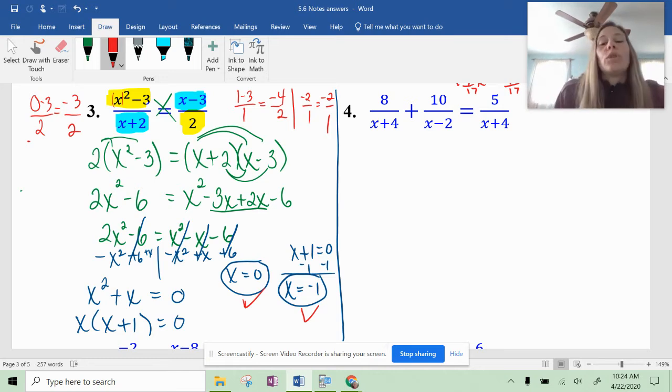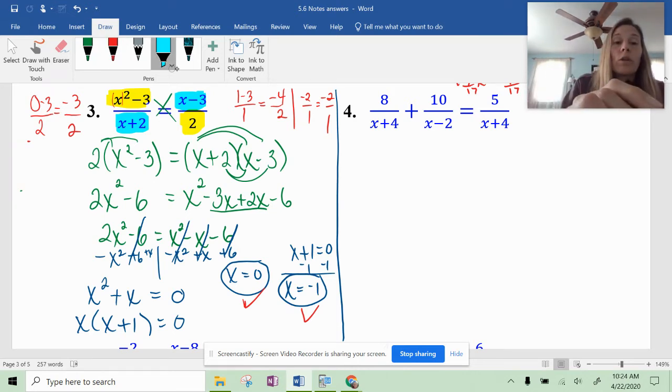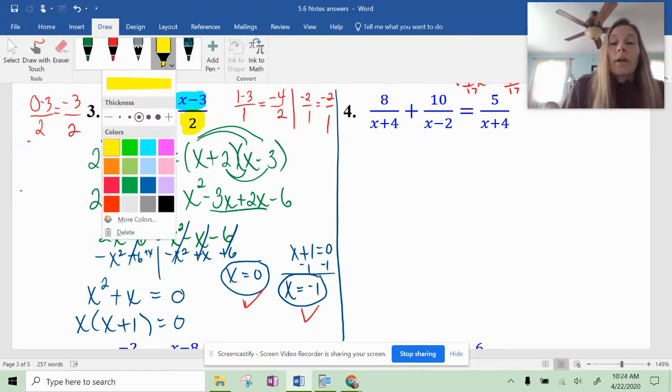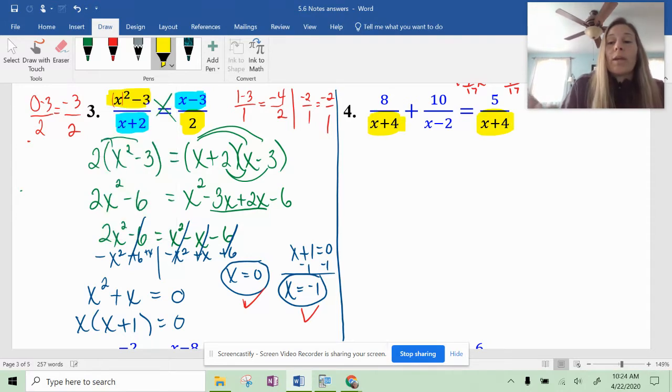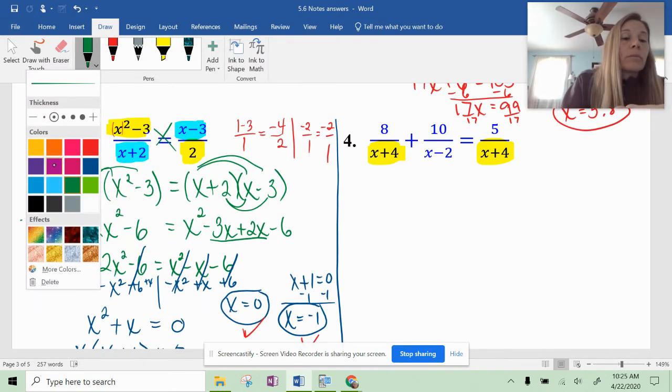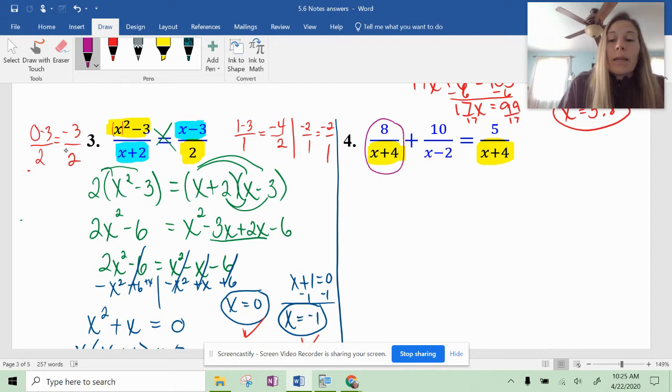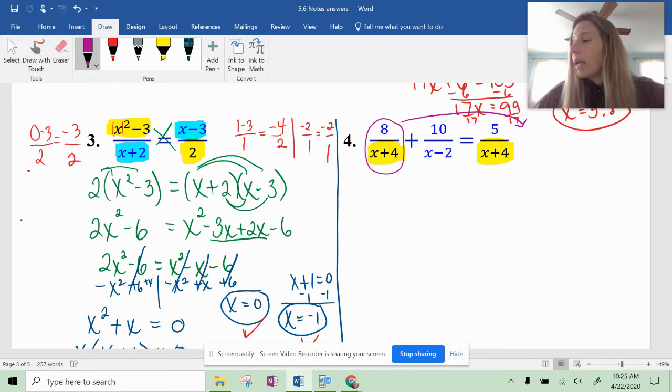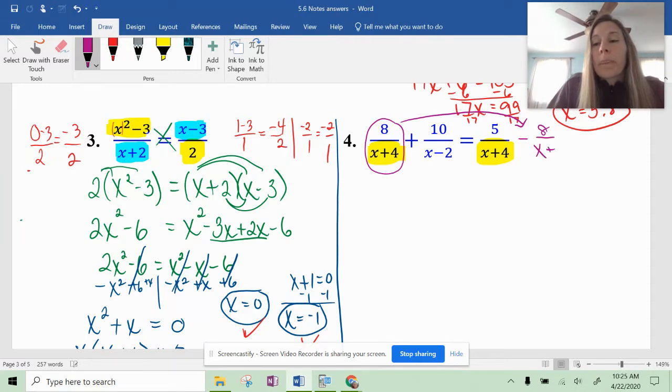Okay, so now when we go to number 4, this is one of those problems where there's 3 fractions, 2 are on one side of the equation, however, 2 of them have common denominators, so we can just move the one over and combine it with the other one with a common denominator. So I'm going to take my 8 over x plus 4 and move it over to the other side. Since it's currently an addition sign, or a positive, I would have to subtract it when I bring it over here.